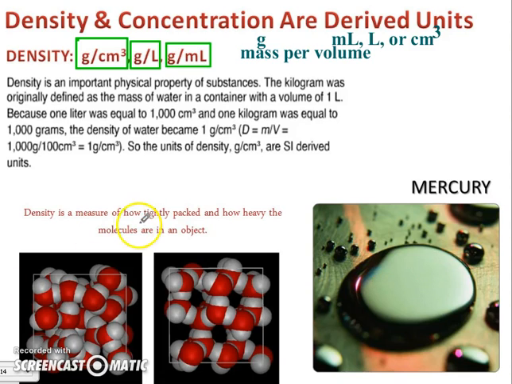Density is a measure of how tightly packed and how heavy the molecules are in an object. So on the left here, you can see an example with a very, very high density substance where we have lots and lots of molecules in a very small space, that is a greater mass in the same smaller volume, I guess. And here we have less mass in approximately the same volume, but it's still kind of small.